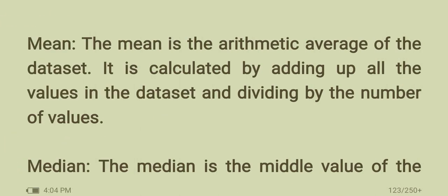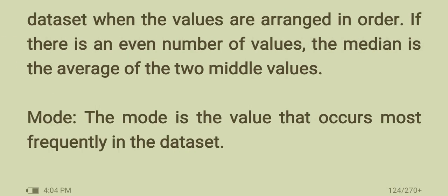Mean. The mean is the arithmetic average of the dataset. It is calculated by adding up all the values in the dataset and dividing by the number of values. Next, median. The median is the middle value of the dataset when the values are arranged in order. If there is an even number of values, then the median is the average of the two middle values. Mode. The mode is the value that occurs most frequently in the dataset.